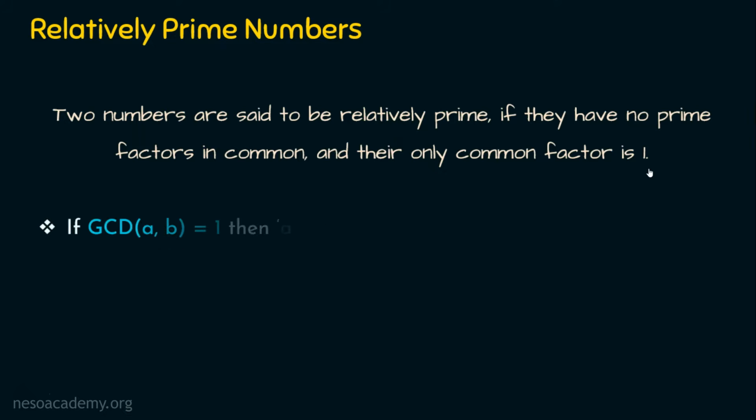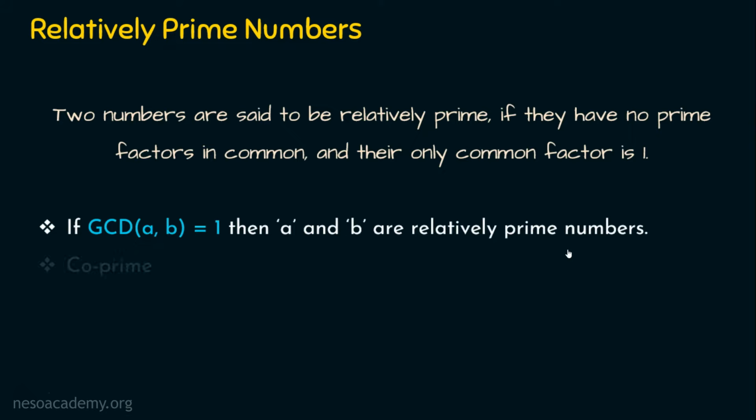Let's see it elaborately. Let's say we are taking A and B as two numbers. A and B are said to be relatively prime numbers when they don't have any common factor except 1. In other words, if the GCD of A and B is 1, then 1 is the only divisor that can divide both A and B, right? So if the GCD of A and B is 1, then A and B are said to be relatively prime numbers or co-prime to each other. I already told you relatively prime numbers are also referred to as co-prime numbers.